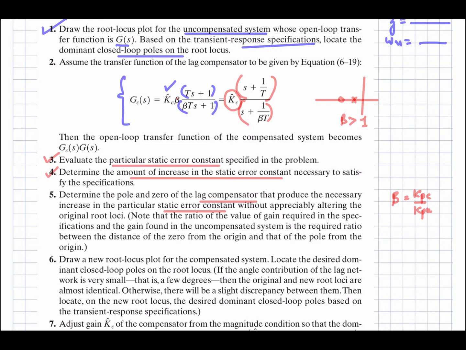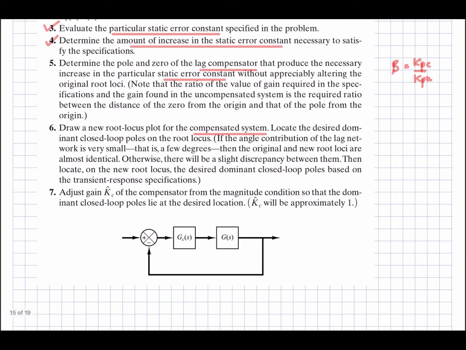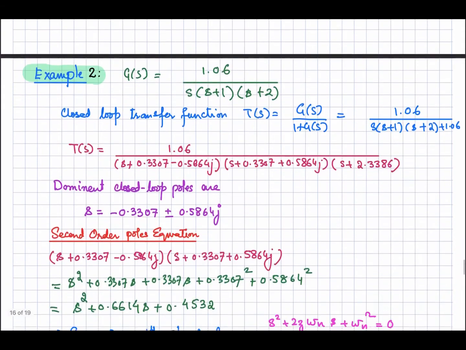After that, sketch the root locus plot for the compensated system and see whether your desired poles are on the root locus or not. Then you can fine tune the pole and zero position of your compensator, and bring the root locus to a position such that it passes through the desired closed loop poles. Then you can adjust the gain K of the compensator using the magnitude condition so that the dominant closed loop poles lie at the desired location. So overall system is this one. Now let's see with the help of an example how we can design the compensator.